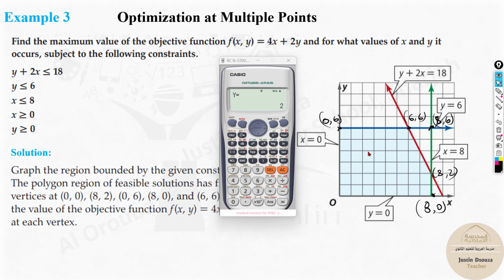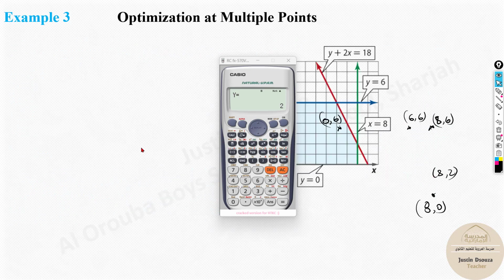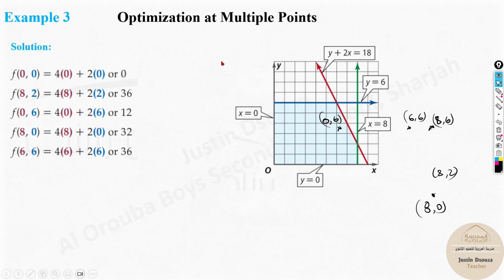Now here, if we put all these points in the objective function, let's look over here. See this? It was, now it's changed, but still 0, 0, 8, comma 2. Yes, we obtained that. 0, comma 6, 8, comma 0, 6, comma 6. All these points are put in the objective function and you obtain 36 and 36. The question was to find maximum value, yes, but you're getting two answers.